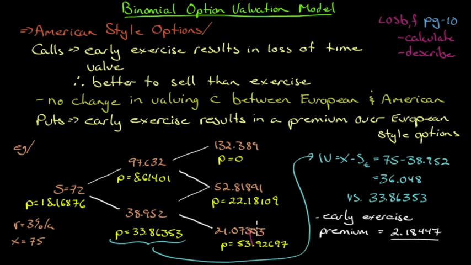So if you go to this last time period here, if you have a $75 strike price on a put, it's got 0 value here. It's got 22 here, 53 here. Working backwards, you'd arrive at 8.614 here. Here you'd arrive at 33.86.